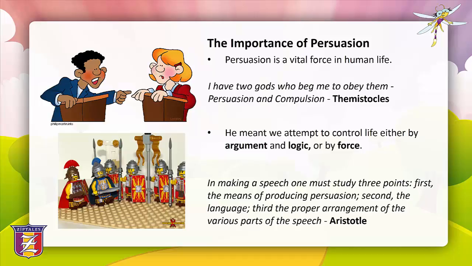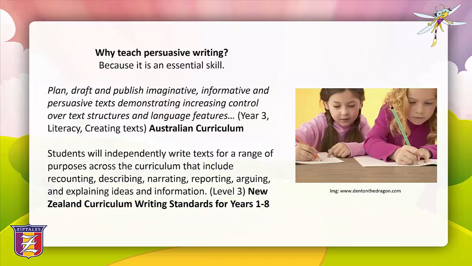Let us consult another celebrated Greek, Aristotle, author of the first ever study of persuasion, the treatise Rhetoric. He said, "In making a speech, one must study 3 points. First, the means of producing persuasion. Second, the language. Third, the proper arrangement of the various parts of the speech." In this webinar, we'll deal with all three: the techniques of persuasion, the language to use, and how to structure the presentation, whether in speech or writing.